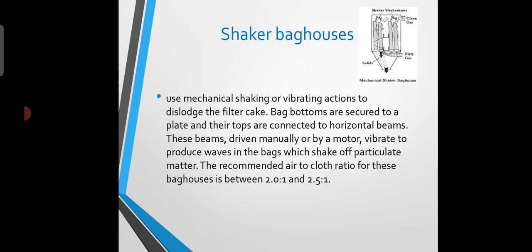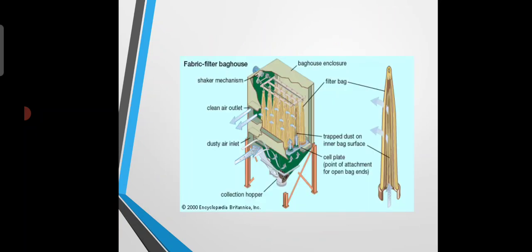Next, shaker bag houses. These bag houses use mechanical shaking or vibrating to dislodge the dust cake. Bag bottoms are secured to the plate and their tops are connected to horizontal beams. These beams, driven manually or by motor, vibrate to produce waves in the bags which shake off the particulate matter. The recommended air to cloth ratio for these bag houses is between 2:1 and 2.5:1. So we can see the cross section of the bag house here.